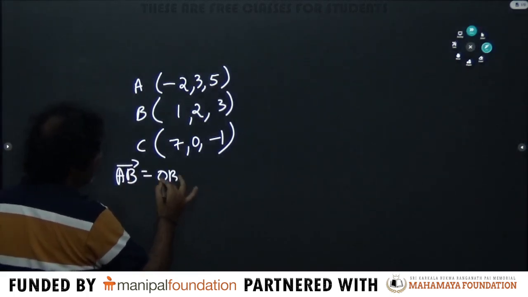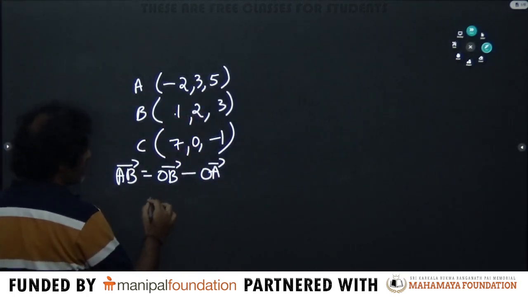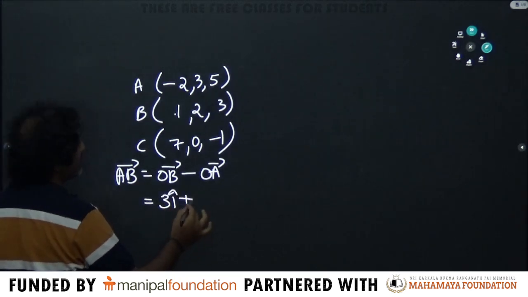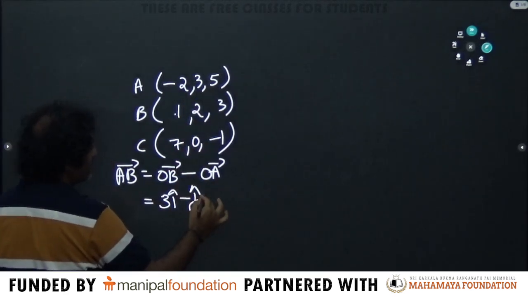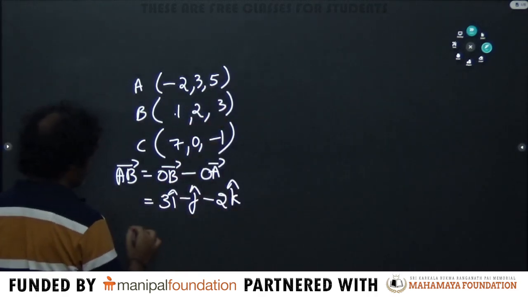It is always final vector minus initial vector. 1 minus of -2, how much? 3. I'll put i cap. 2 minus 3, so minus j cap. 3 minus 5, minus 2 k cap.